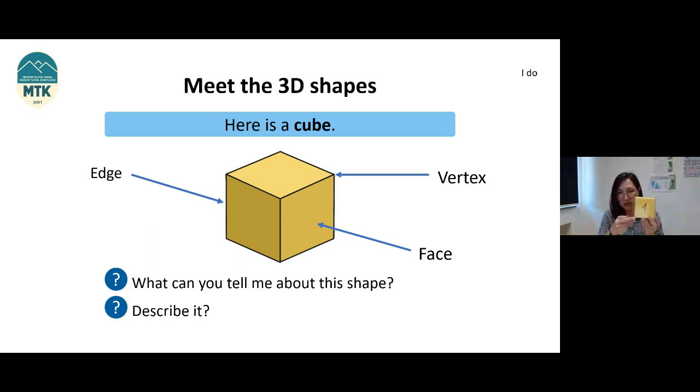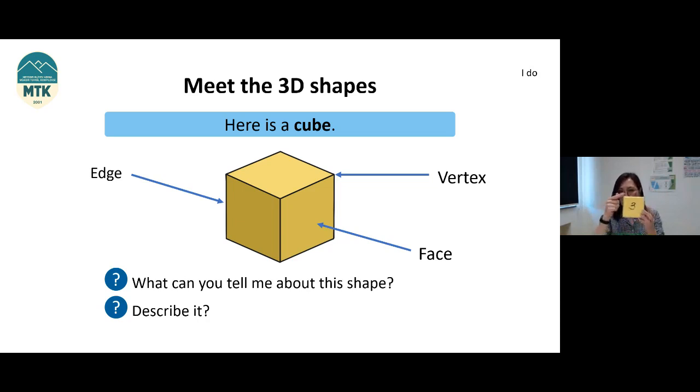So what was the name of this property? Was it a vertex? Was it a face? Or was it the edge? An edge. You're right, that's the edge. So let's count how many edges the cube has. 1, 2, 3, 4, 5, 6, 7, 8, 9, 10, 11, 12. So the cube has 12 edges.